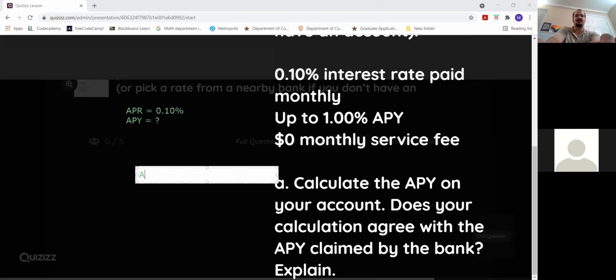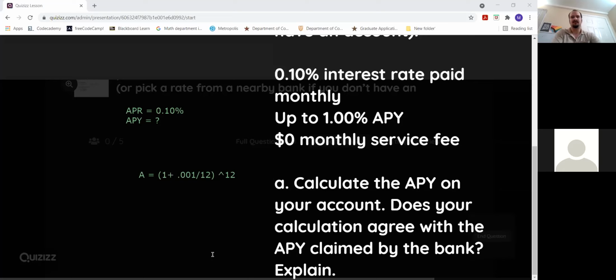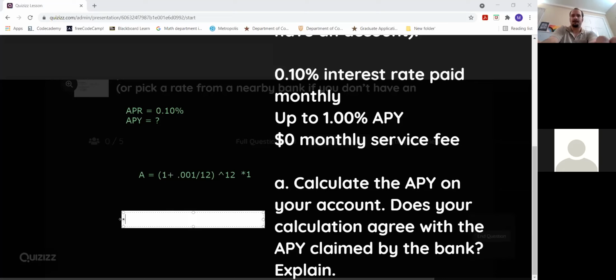So you have to do the accumulated amount, right? Equals 1 plus the R, which is 0.001 over 12, and we're raising that to the 12th. It's just going to be 12 up there. And what happens if we do that? I guess we do a principal of 1, or a principal of 100. But you're going to want to do accumulated minus principal divided by principal.